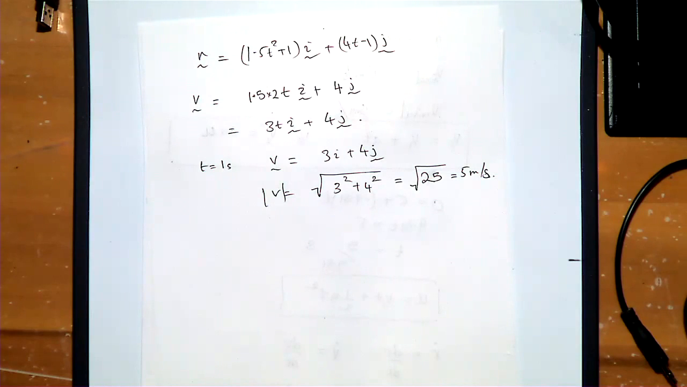Yes, that's right. Take the position vector, differentiate, you get the velocity vector. Notice here that the 1.5 t squared plus 1 is my x as a function of time, and then 4t minus 1 is y as a function of time. Then I'm differentiating that and plugging in t equals 1 second to evaluate 5 meters per second.